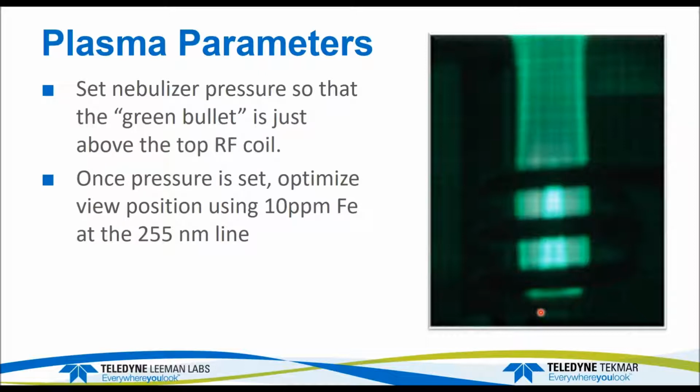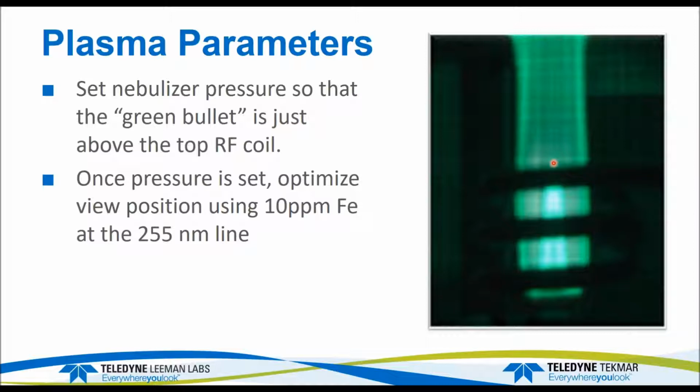Okay. So for the nebulizer pressure, the way I like to set it is get my torch in there, get my coolant flow and auxiliary flow set up where I like it, and then I increase the nebulizer pressure. So the green bullet, which is this, and you can see it very faintly here, it may not show up, is just above the top RF coil, right? Some people like it a little bit higher, some people like it a little bit lower. I like to do it so that when you look at it from the side, it's just peeking over that top coil. And then that's where I'll leave it.